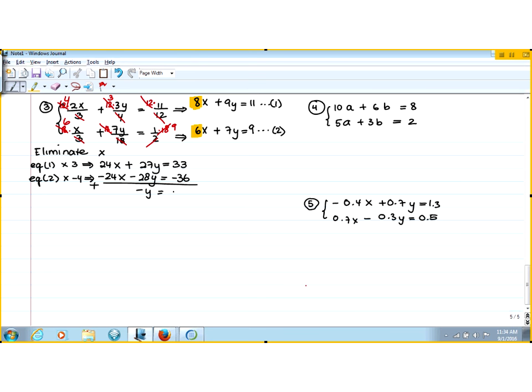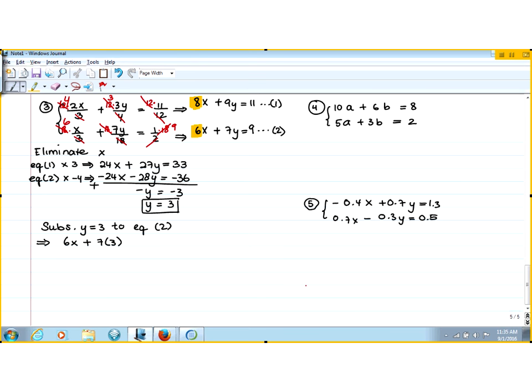So, negative y is equal to negative 3. So what is y equal to? Positive 3. Yeah. Is this a yes? Easy? No, not easy, but doable though? Okay. Now, what about the x? Right. So substitute y equals 3 into either equation, whichever one, 2 or 1. It doesn't matter, it's just almost the same.